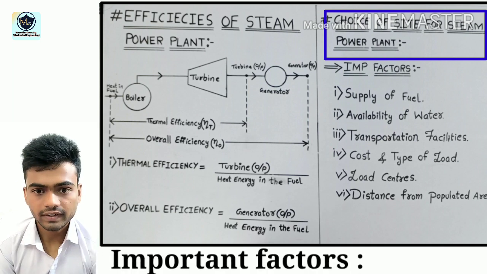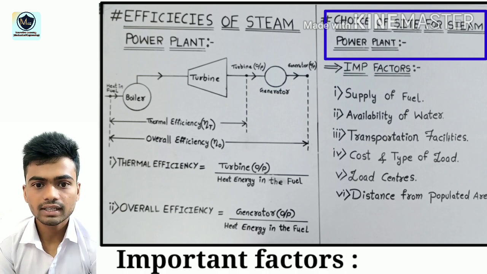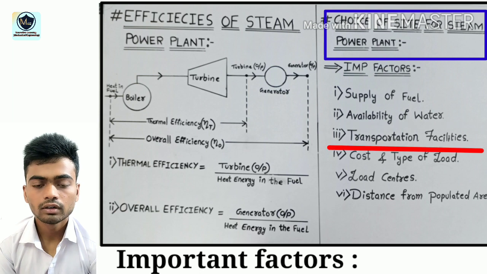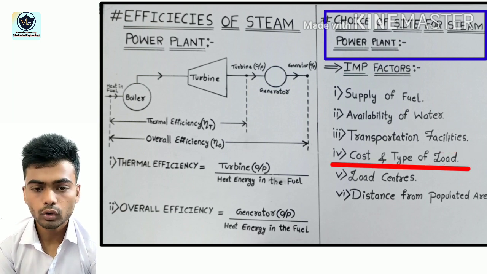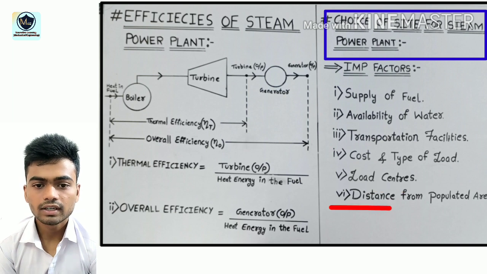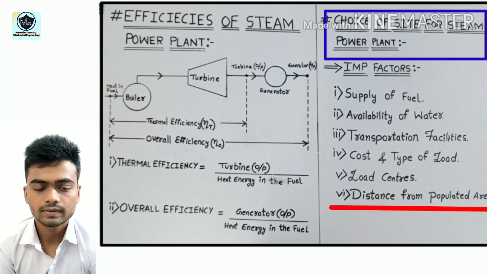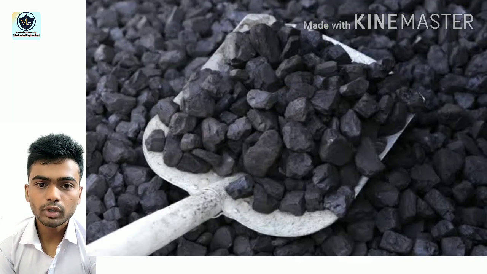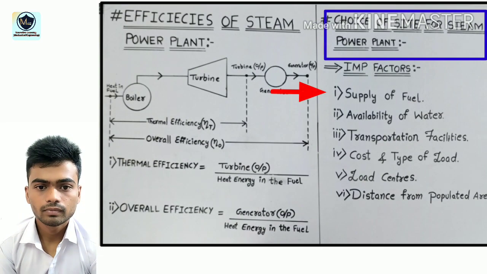The important factors to be considered while selecting a site for steam power plant are supply of fuel, availability of water, transportation facilities, cost and type of load, load centers, and distance from the populated areas. First one, supply of fuel. It should be located near the coal mines.